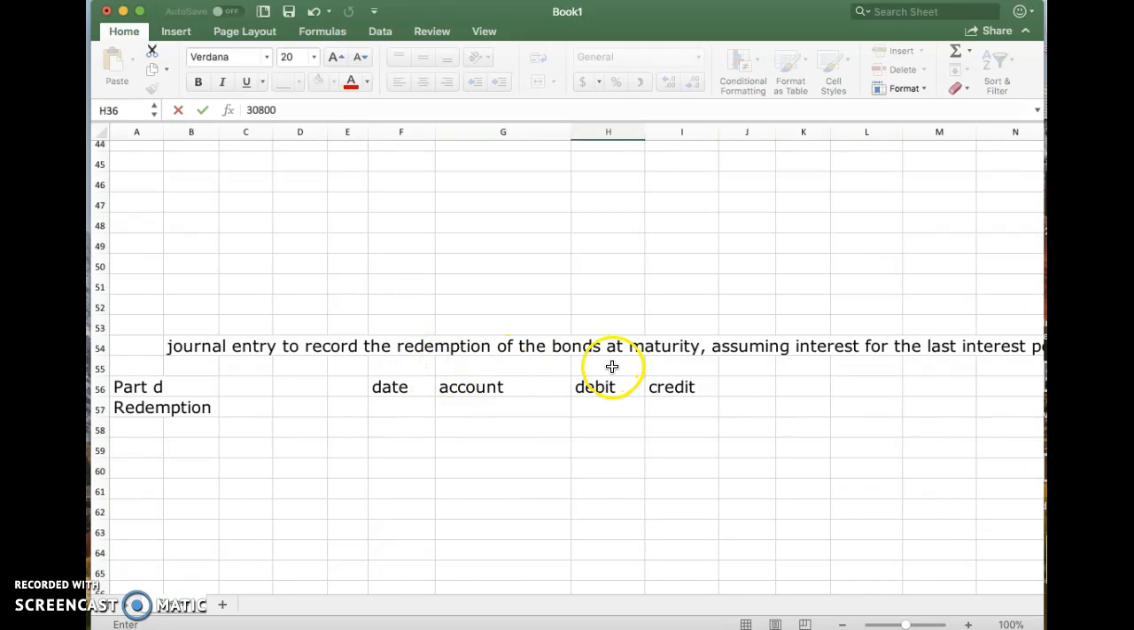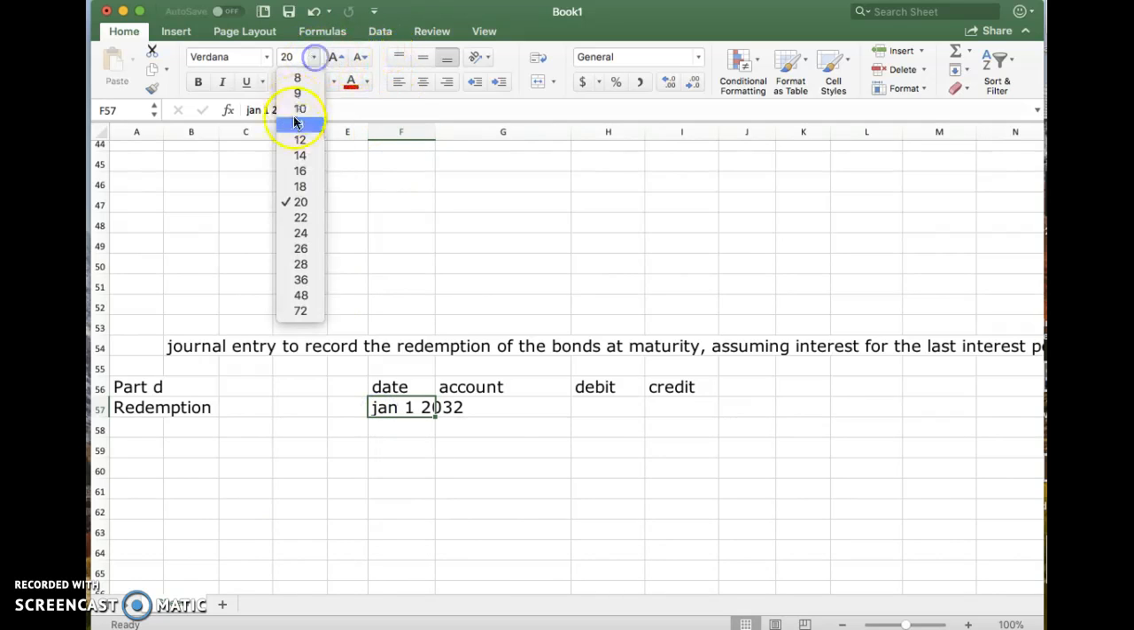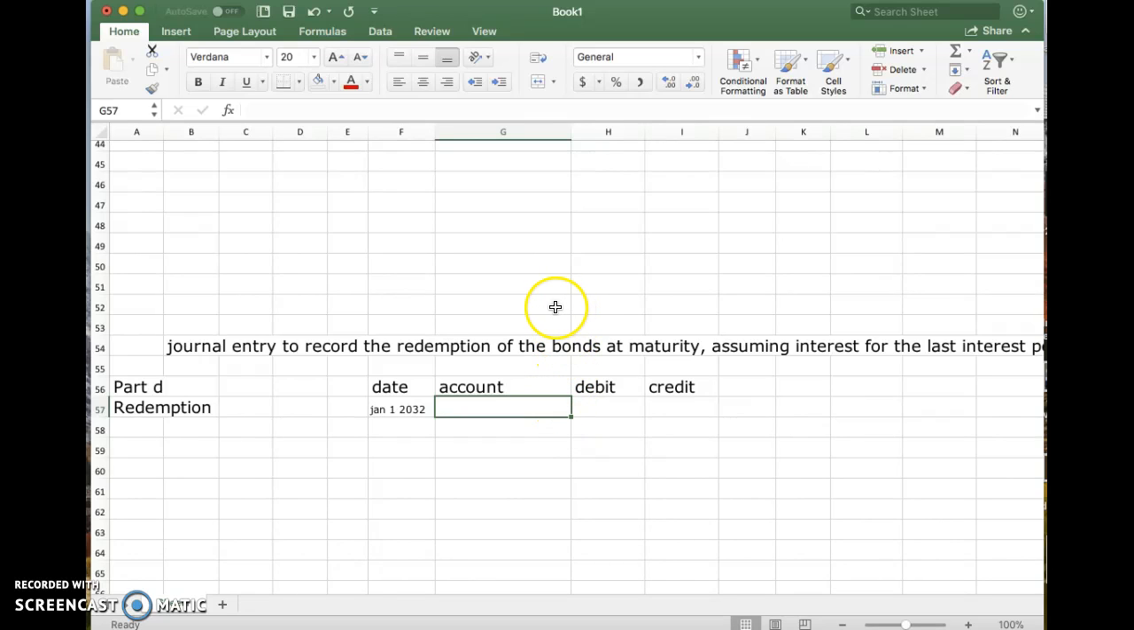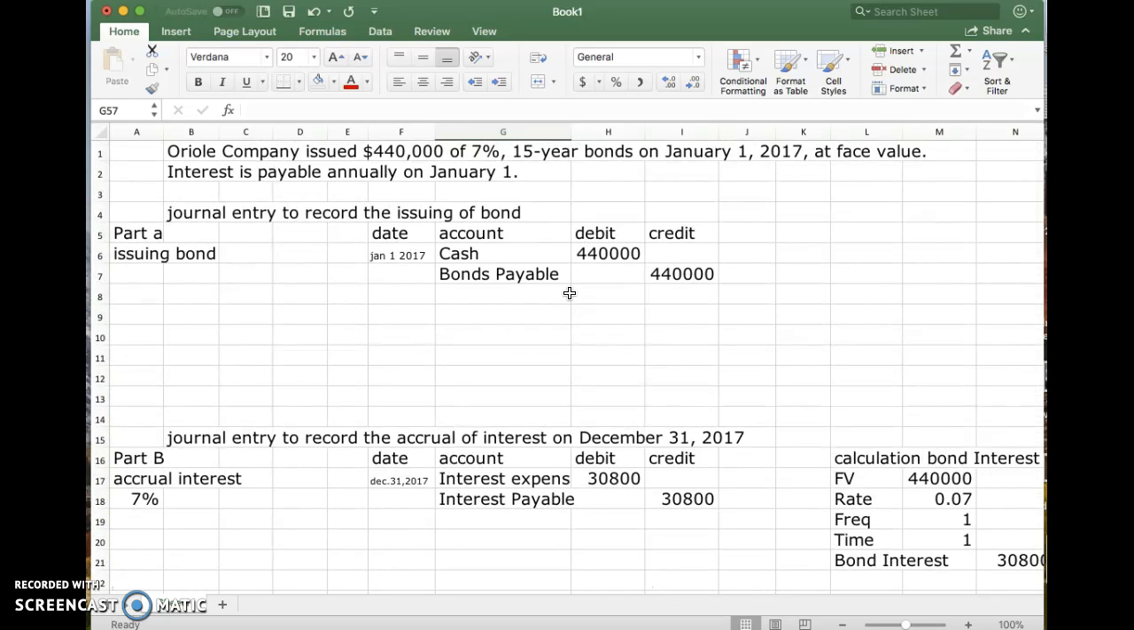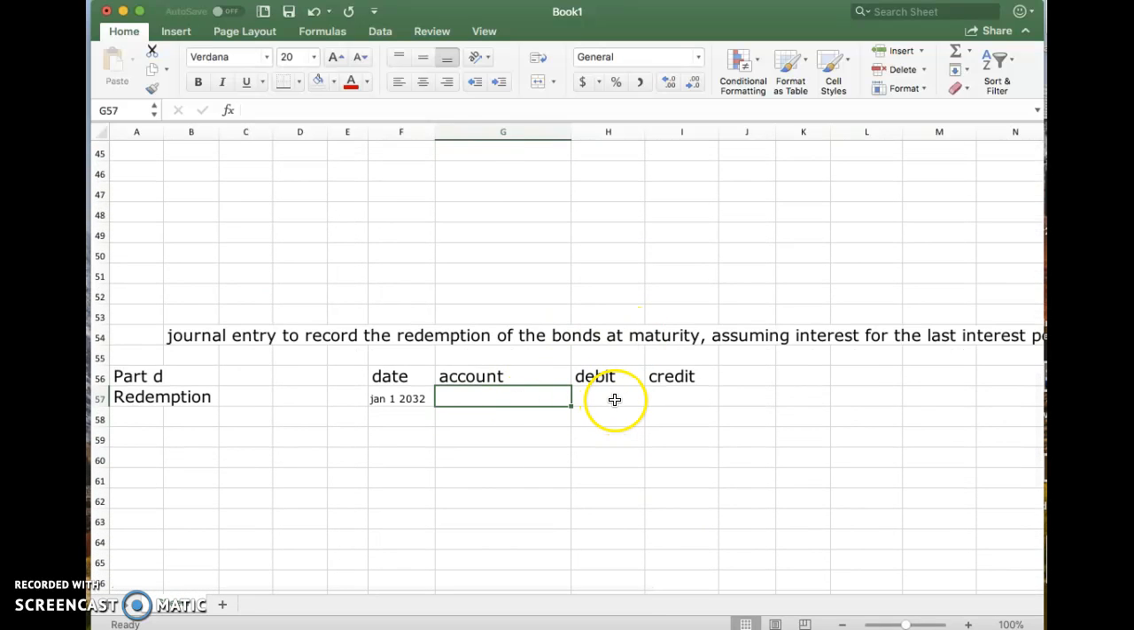Finally, it has been the 15 years. The bond has become mature. So now the date is January 1st, 2032. The accounts involved are the reverse of how we started. At the start we were debiting cash and crediting bonds payable. Now it's going to be completely the reverse. We're going to debit bonds payable for the amount that we promised, and we're going to credit cash.